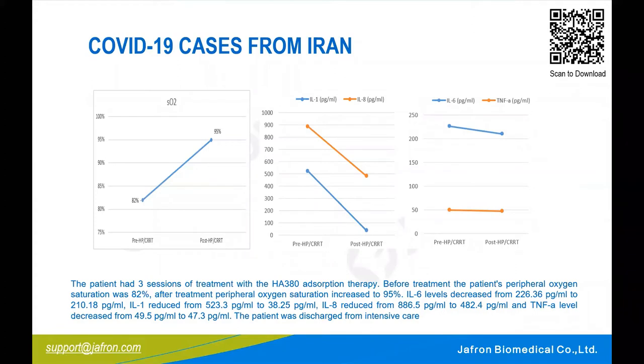Before the treatment, we can see the patient's oxygen situation was very bad, as low as 80 to 100%. After the treatment, the combination of CRT and hemoperfusion, the oxygen saturation increased to 95%. We can also see the cytokines were reduced, especially interleukin-1 and interleukin-8 in this patient. The final result is that the patient improved clinically and was discharged from the ICU.